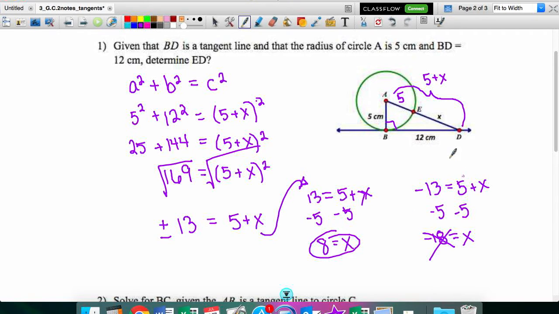And we could go back and plug it in here, and if we do, we would find the whole length AD to be 13. And we could check to make sure that that is indeed a right triangle by doing 5 squared plus 12 squared and checking to see that it's equal to the 13 squared, which it would be.